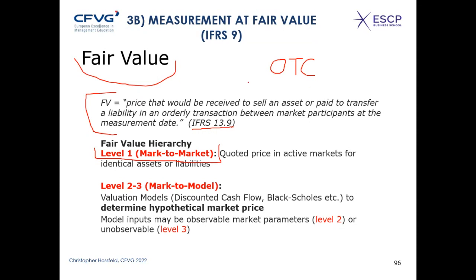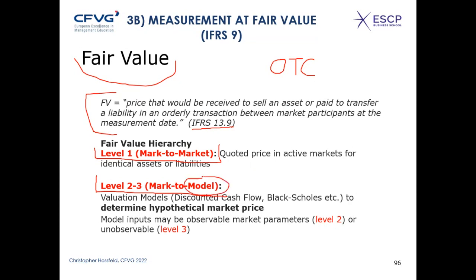And since I cannot use it, I need to use another value. I need to use a level 2 or 3 fair value. So we have a hierarchy of fair values. Level 1 is market value. If that exists, I need to take it. If it doesn't exist, which is the case in the majority of situations, I need to use a level 2 or 3 value. So what is level 2 or 3?